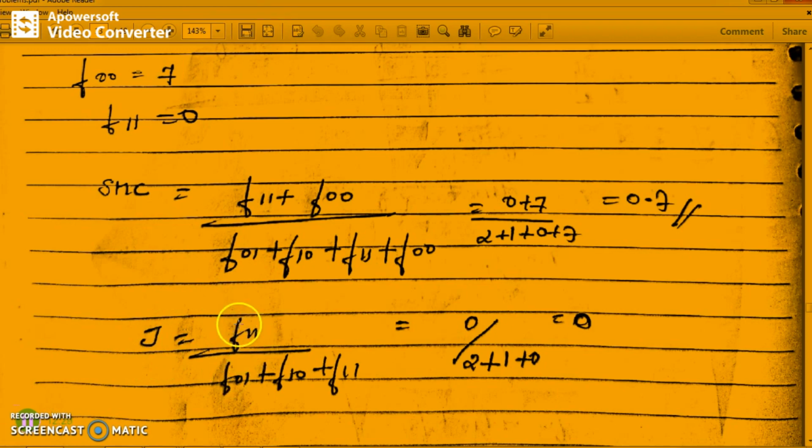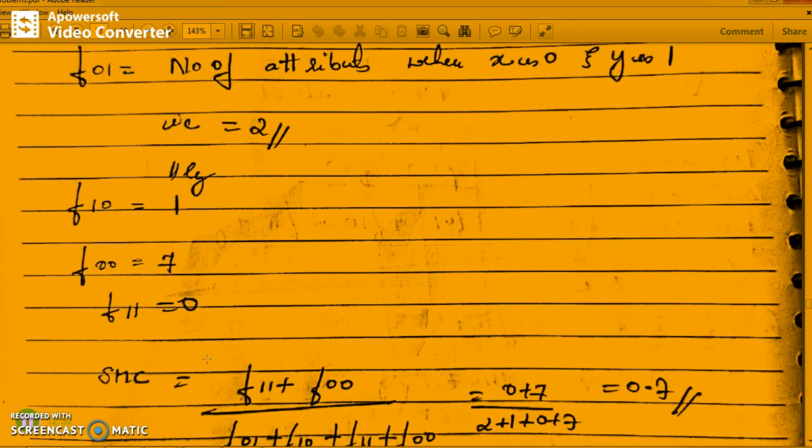But remember, here we are considering only the similar values. Here F00 is totally discarded. So you can see F11. Do we have any F11 value? 0. Numerator itself became 0. So Jaccard coefficient is equal to 0. So what is the inference of this? Jaccard says that there is no similarity between the two objects X and Y.